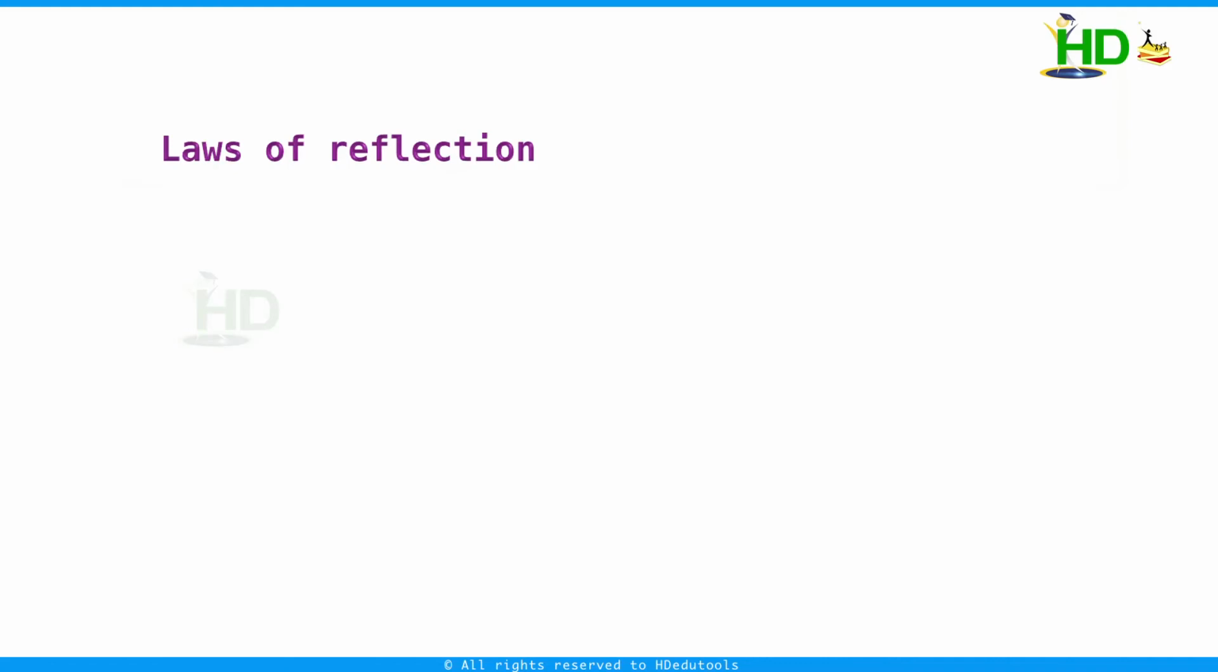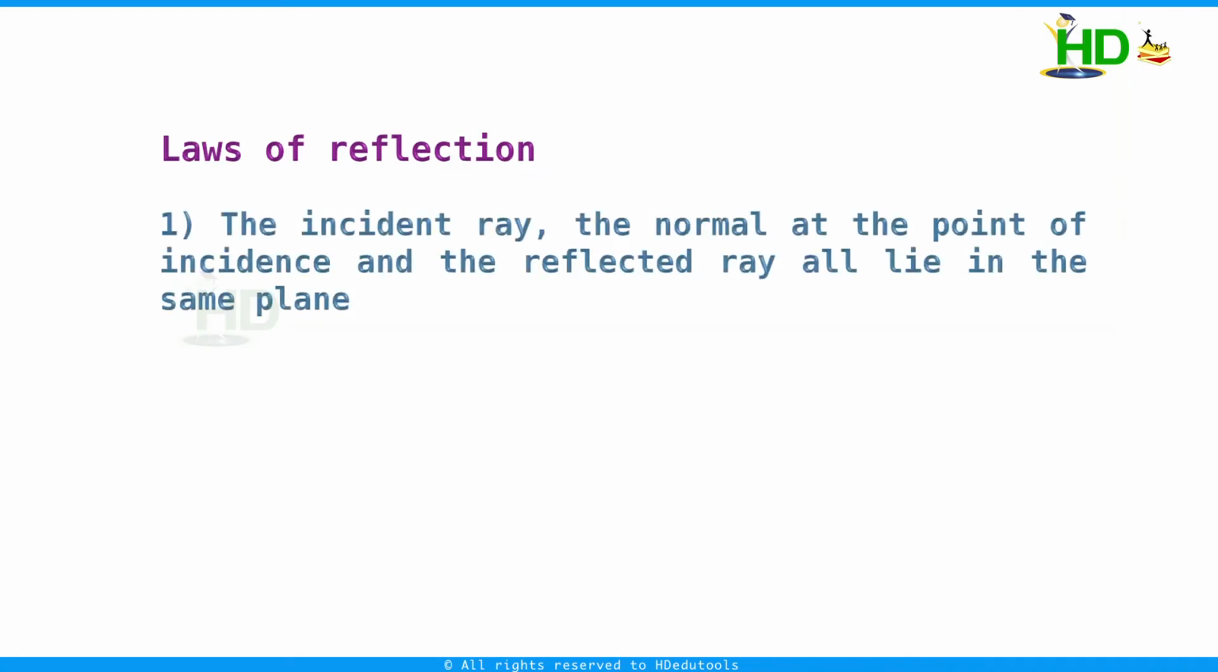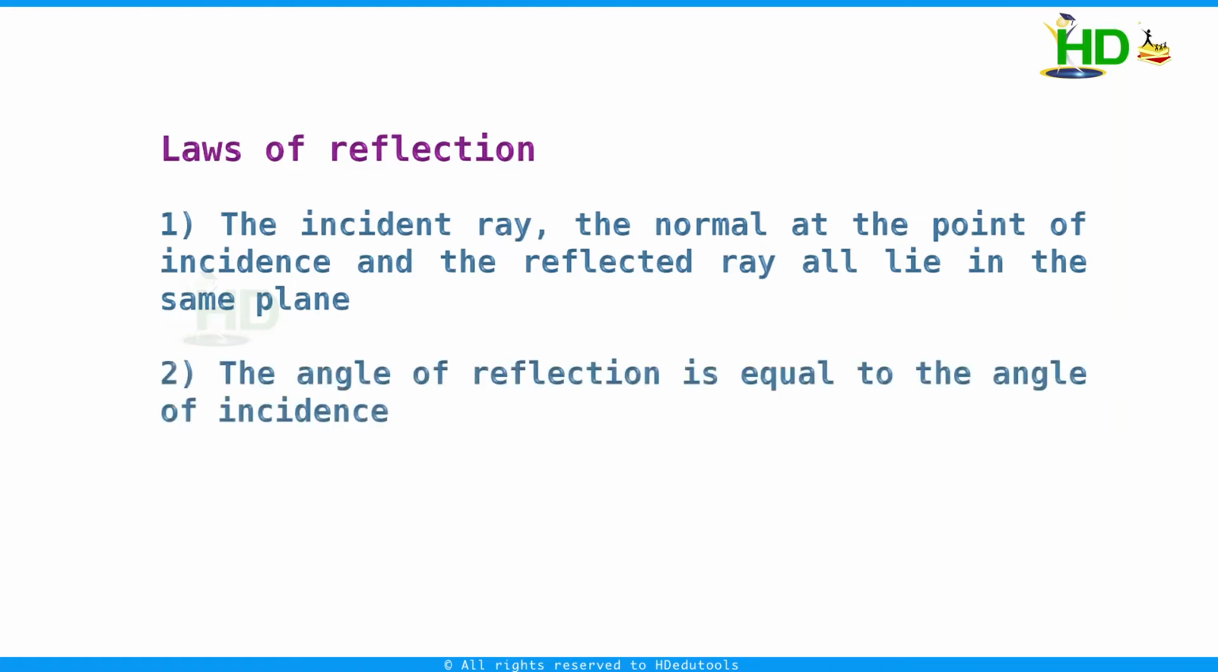The laws related to reflection are: the incident ray, the normal at the point of incidence and the reflected ray all lie in the same plane. This is the first law. The second one is the angle of reflection is equal to the angle of incidence, that is angle i equal to angle r. These two are the laws of reflection.